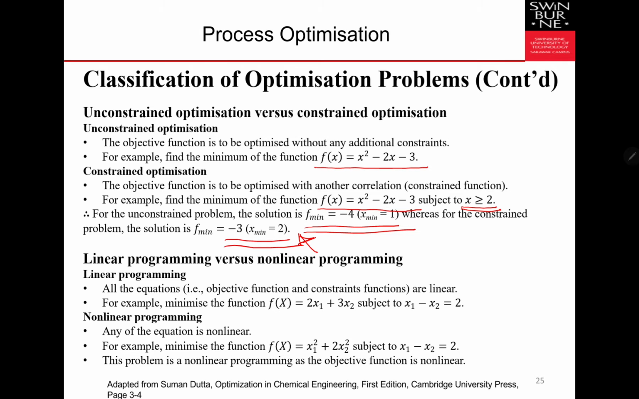We have another one, which is linear programming versus nonlinear programming. For linear programming, all the equations, the objective function and the constraint functions, are linear. For example, this particular function. In nonlinear programming, any of the equations is nonlinear. Any meaning just one, it doesn't have to be all. For example, you minimize the function of this subject to this. This problem is a nonlinear program, as the objective function is nonlinear.